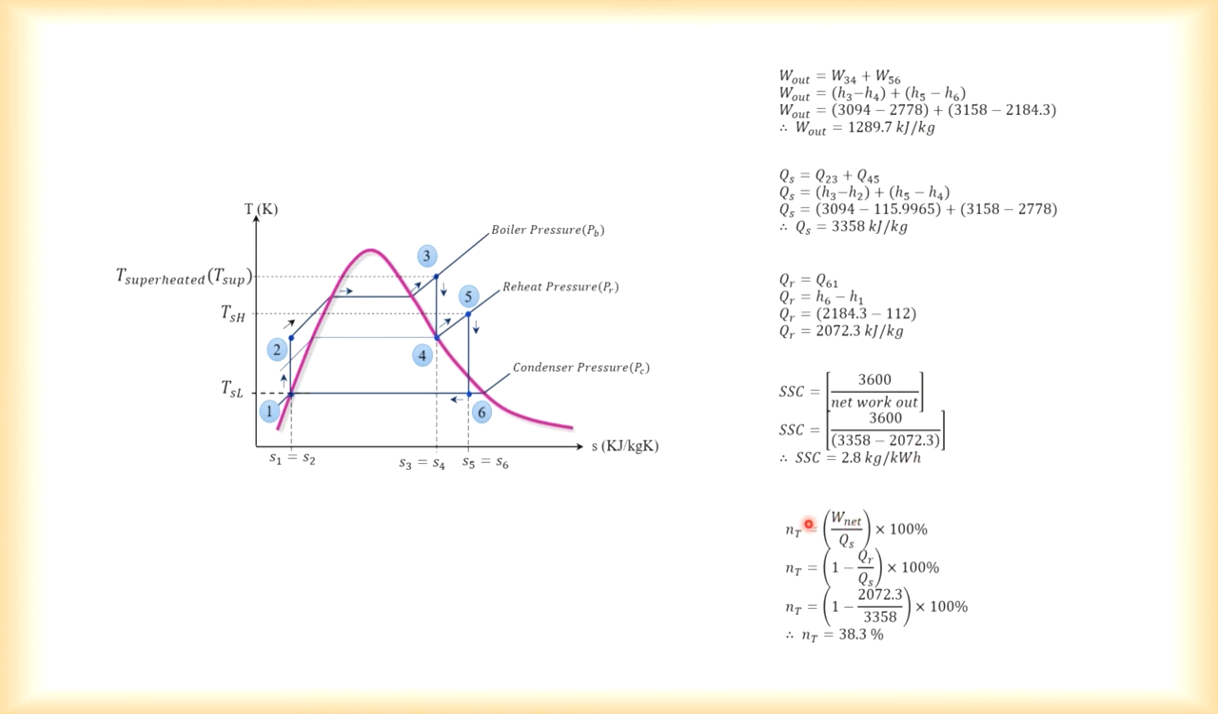And the cycle efficiency, usually we call it the cycle or Rankine efficiency. Net work over heat supply. So you can straight away use net work out by taking heat supply minus heat rejected, or work out minus work in, divided by heat supply. So you can take net work out over heat supply to find out the cycle efficiency.